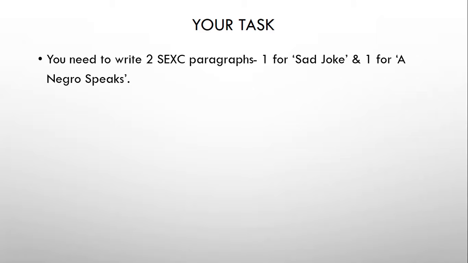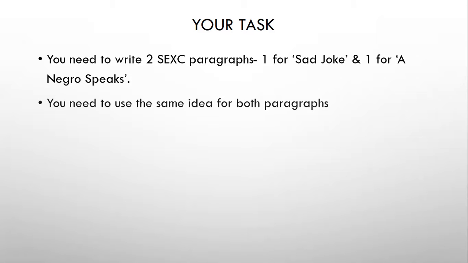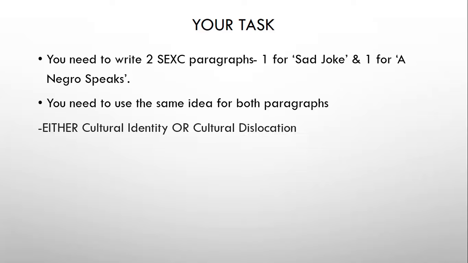Which brings me on to your task. You need to write 2 SEXC paragraphs. So 1 for Sad Joke on a Marae and 1 for A Negro Speaks of Rivers. So totally separate 2 SEXC paragraphs. You need to use the same idea for both paragraphs. So that means you either write about cultural identity for both poems or cultural dislocation for both poems. So you need to choose the one that you feel like you can talk about more.